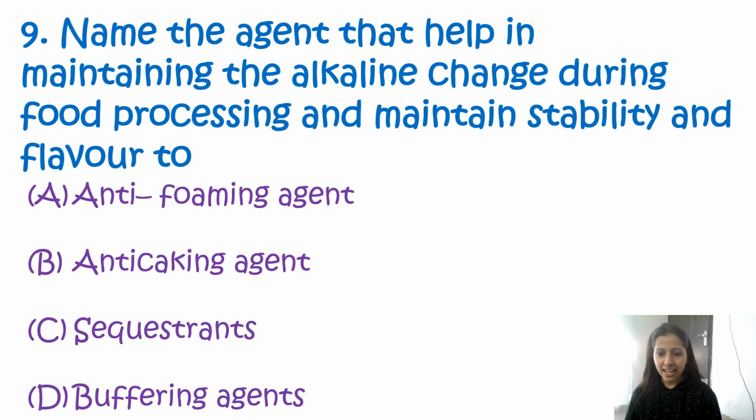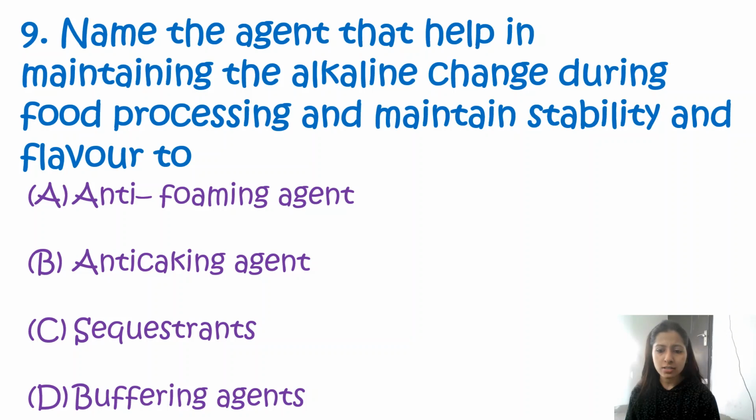Question number 9. Name the agent that helps in maintaining the alkaline change during food processing and maintains stability and flavor too. Option A, anti-foaming agents. Option B, anti-caking agents. Option C, sequestering agents, and option D, buffering agents. So what are anti-foaming agents and anti-caking agents?